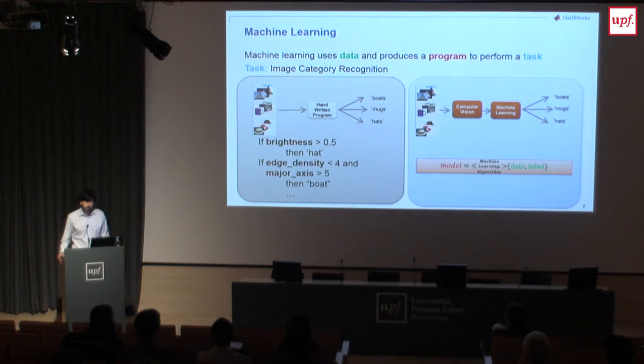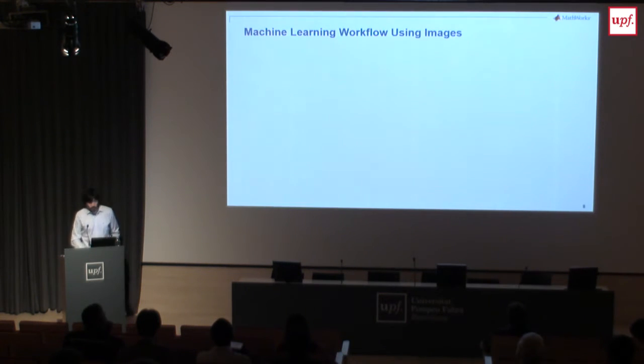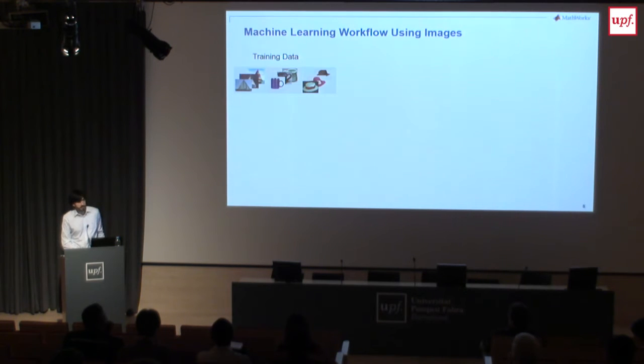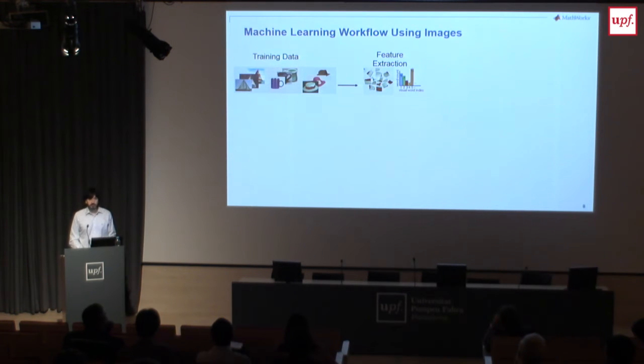We're going to run this through a computer vision algorithm that will help us disseminate important information that these images might have. Then we'll run this through a machine learning algorithm that will help us classify boats, mugs, and hats. So the workflow using images and machine learning with MATLAB is basically that we start with some training data.